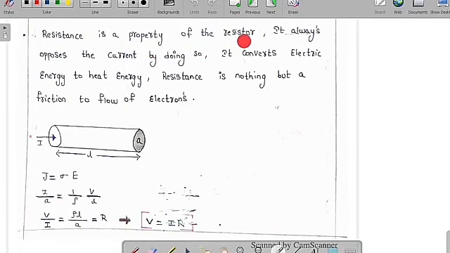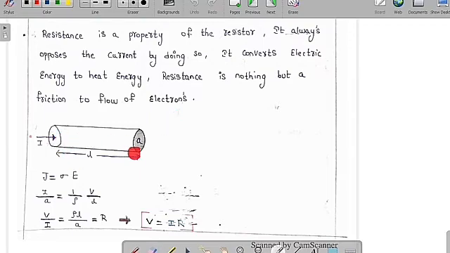Resistance is the property of the resistor. It always opposes the current. Whatever current flows through any conductor, the property to oppose that current is what we call resistance. It converts electric energy into heat energy. Because of this opposition, some electrical energy is converted into heat energy. So resistance is basically a friction to the flow of electrons, and because of that, a small amount of energy is lost or dissipated.